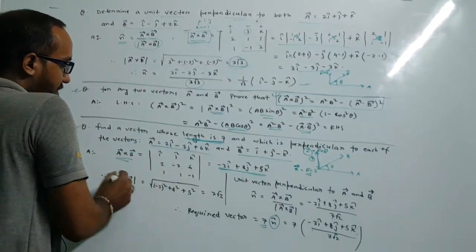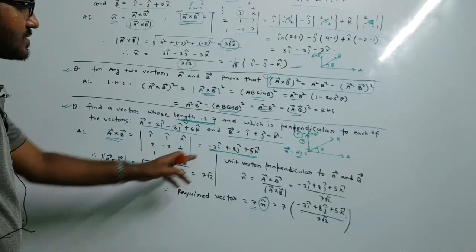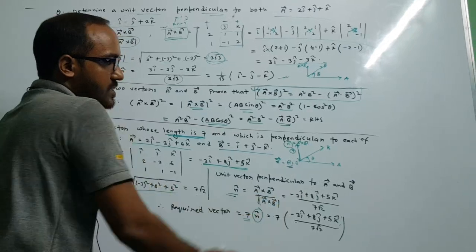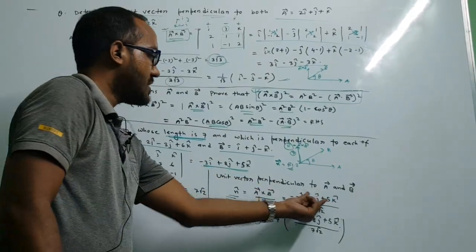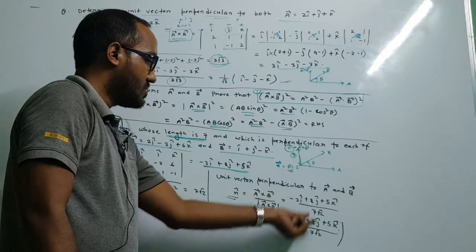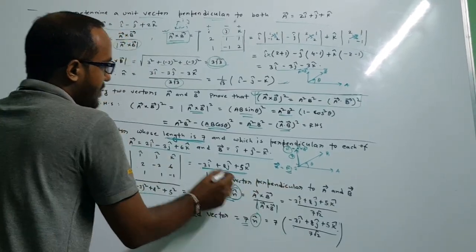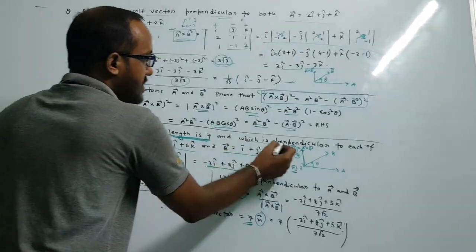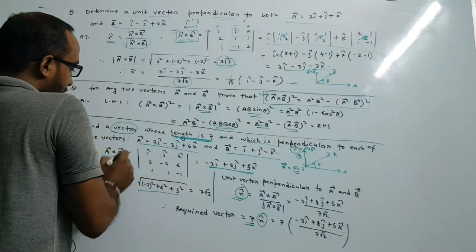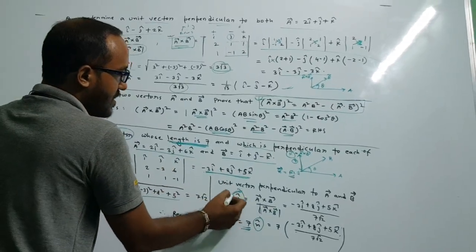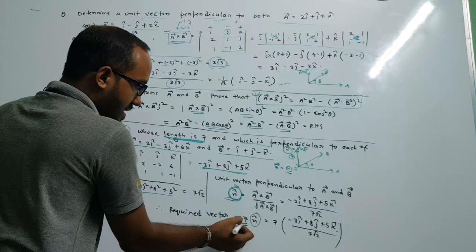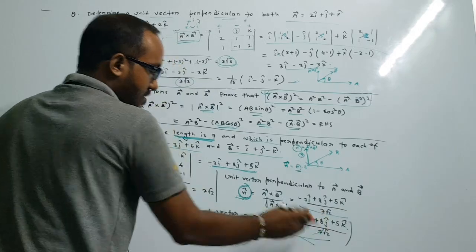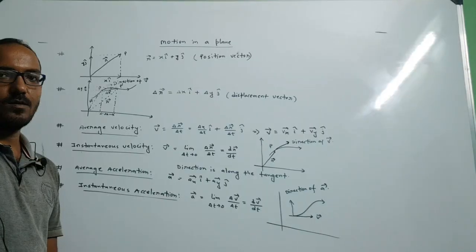Now the second thing is mod of a cross b. Mod of a cross b is root under a square plus b square plus c square, and you will get 7 root 2. Now what is n cap? A cross b by mod of a cross b. You got a cross b as this, and mod of a cross b is 7 root 2. So divide and you will get n cap. But you have to find a vector whose length is 7 and which is perpendicular to each of the vectors a and b. The perpendicular vector to both a and b we got as n cap. So 7 magnitude multiplied by direction. The direction is this vector; divide, cancel out 7, and you will get the required vector.